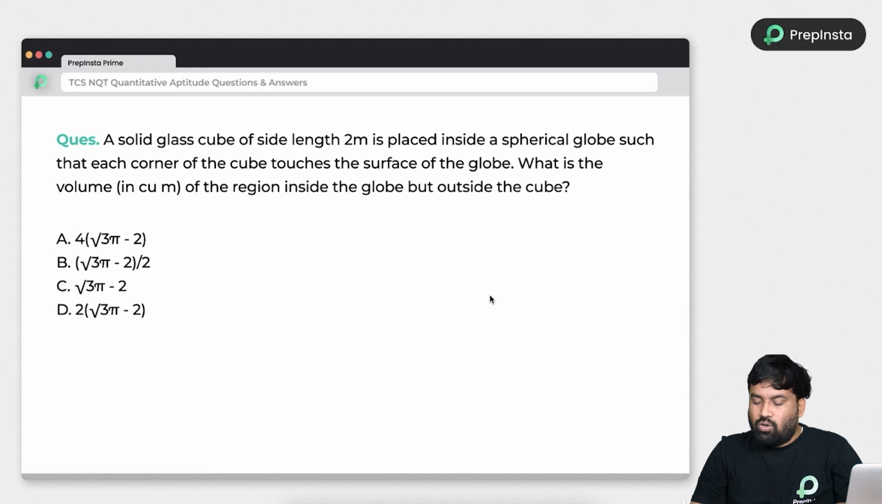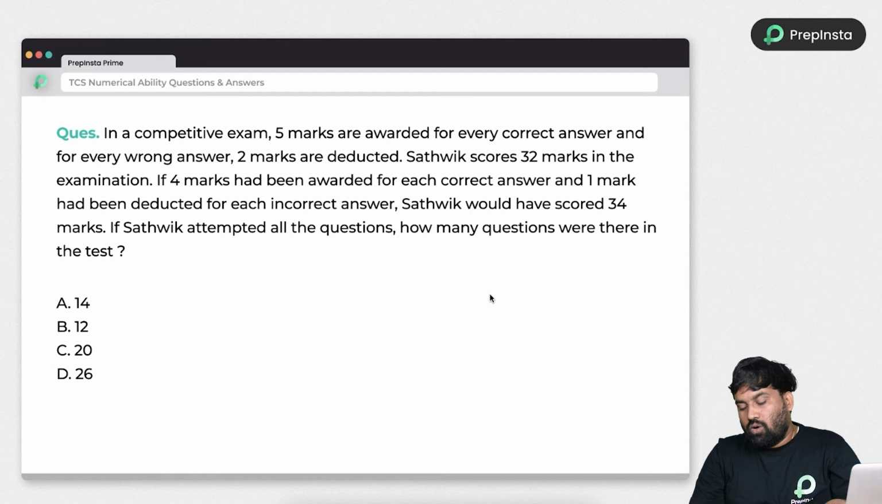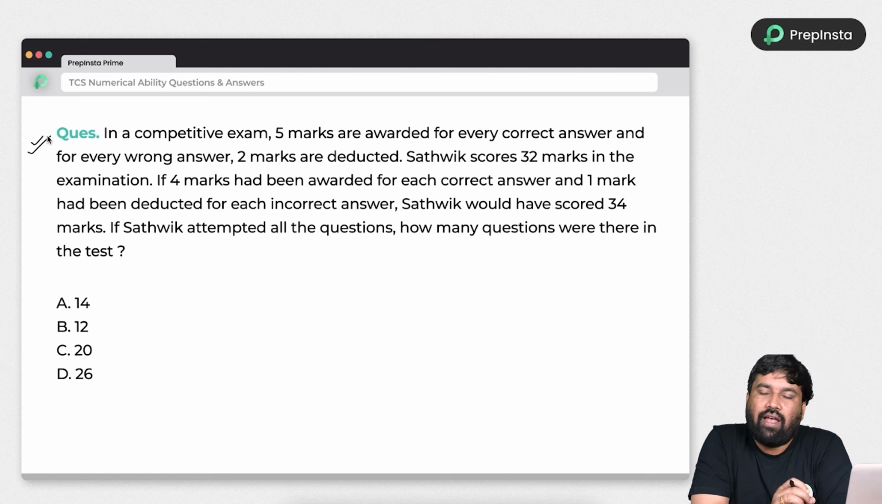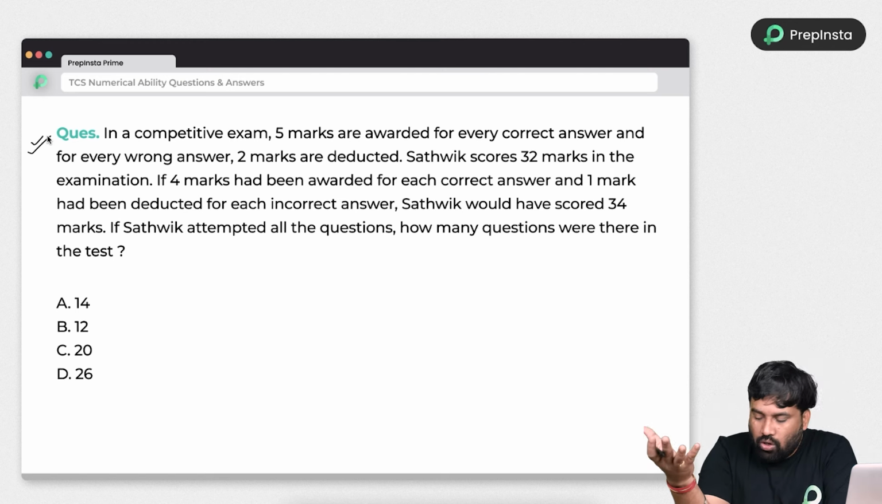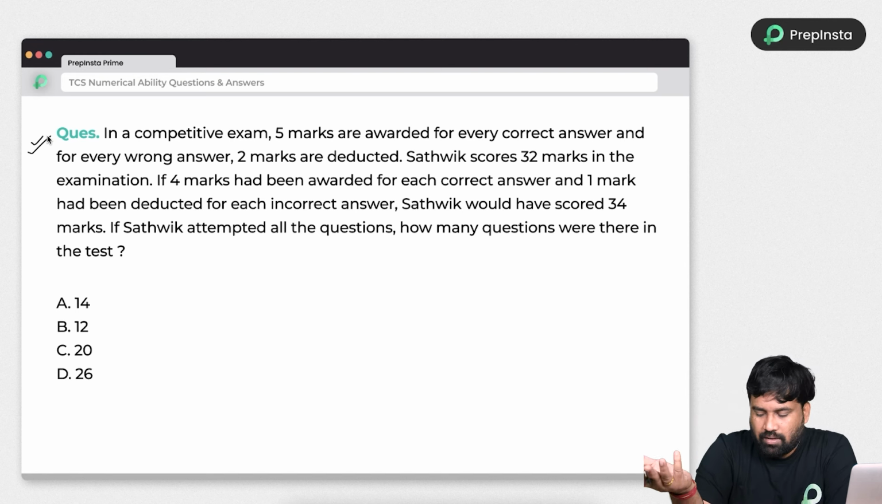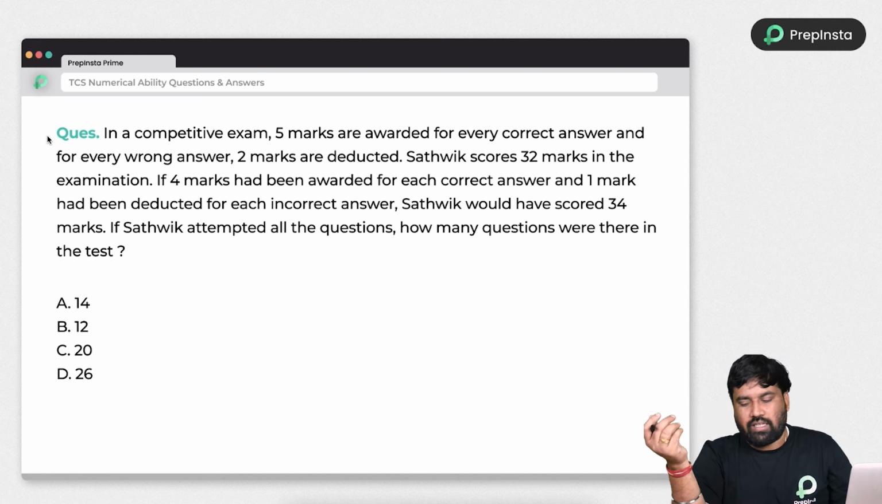So I will talk about two problems and I will give you one problem as an assignment for today. Okay, so let's dive into the problem. I would like to give this problem as your assignment question. Why? Because it is straight away linear equation solution oriented. I can solve it within 40 seconds easily. So I am giving this as your assignment question.